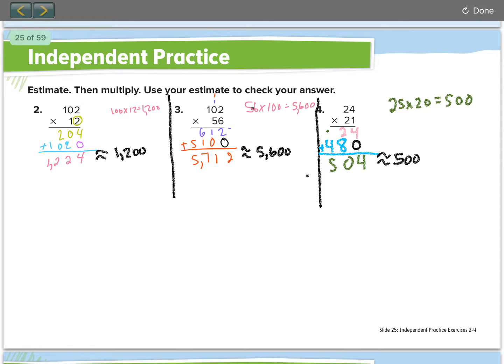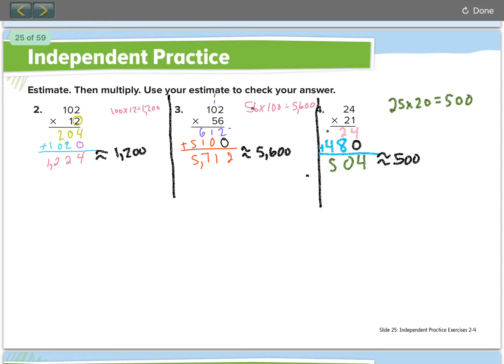In number 4, I'm multiplying 24 times 21. 24 is close to 25, and I know 25 times 2 is 50. So I'm going to estimate 25 times 20 to be 500. My answer should be close to 500. I start in the ones column. I'm going to multiply 24 times 1. And 24 times 1 is going to give me 24.